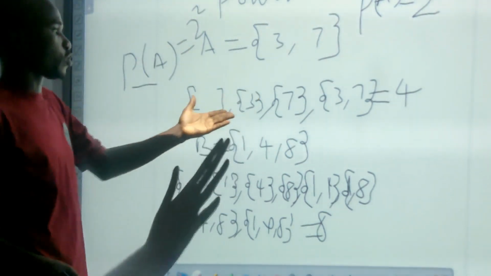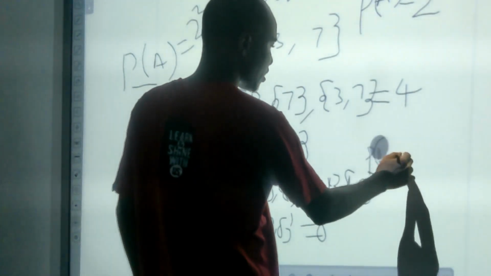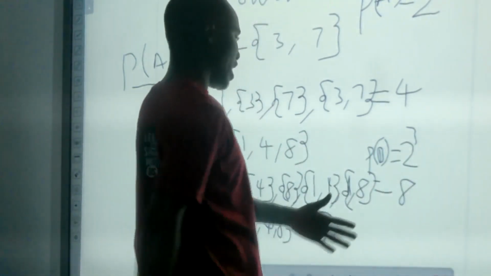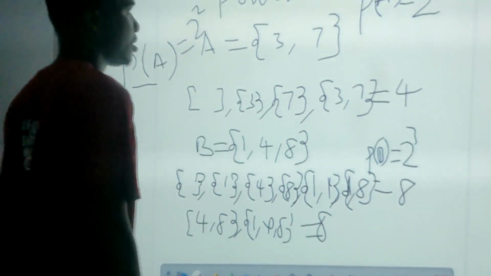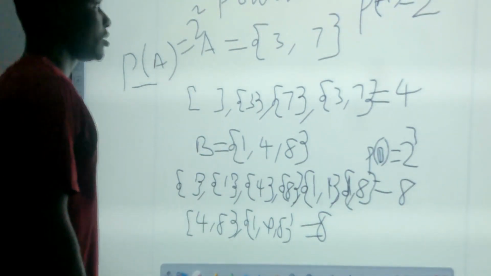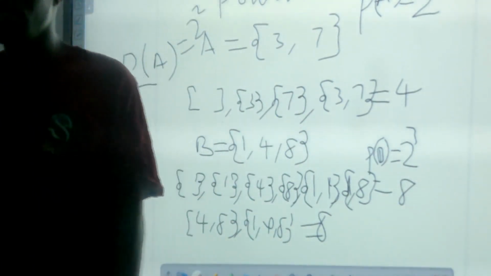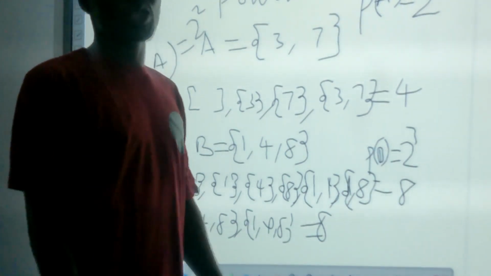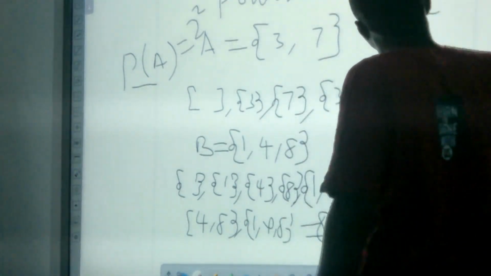Is that not 4? It was 4 we got earlier. So the power set of B will be 2 raised to the power 3, and that will give us 8. So I hope you understand. That is about power set. The power set of any set is 2 raised to the power n, where n is the number of elements. What is the power set of a set that has 5 elements? I hope you got the answer, and that is 32, which is 2 raised to the power 5. So that is just the overall formula. So let us move on.